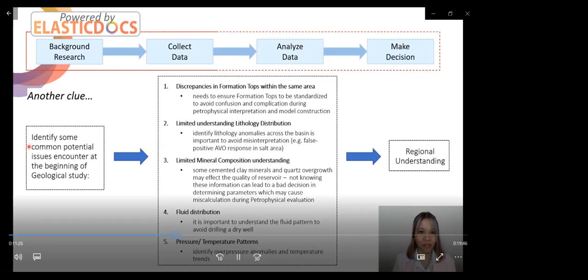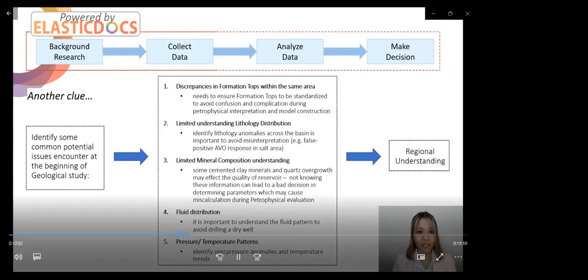Below here, we have identified some common potential issues encountered at the beginning of geological study. The first one is the discrepancies in formation tops within the same area. We always need to ensure formation tops are standardized to avoid confusion and complication during interpretation later. The second potential issue is limited understanding of lithology distribution. It is important to identify anomalies across the basin to avoid misinterpretation later on, for example, a false positive AVO response in salt area.